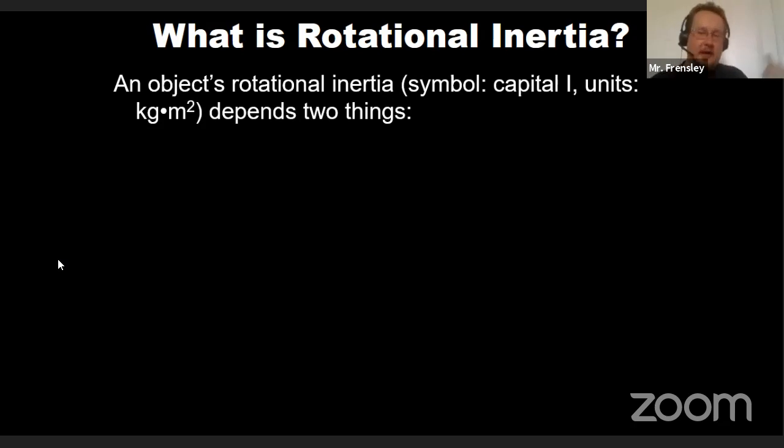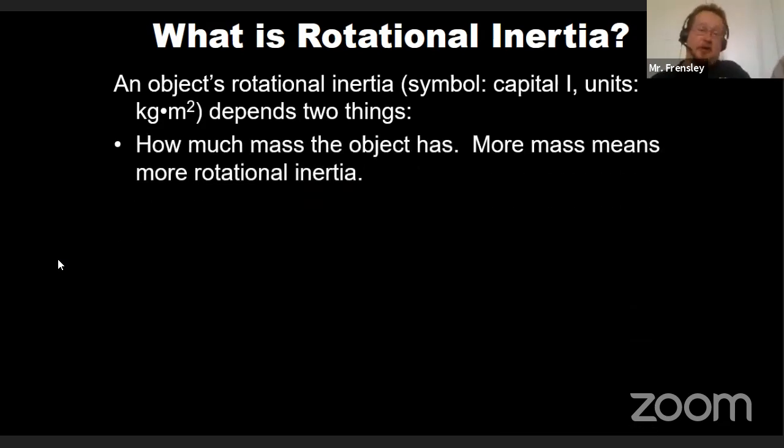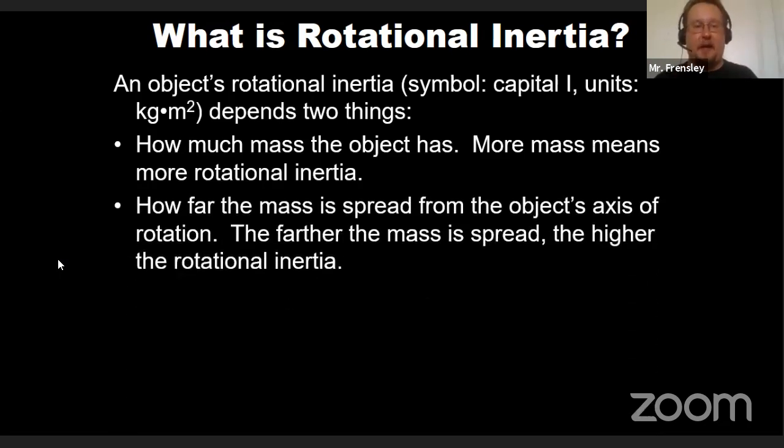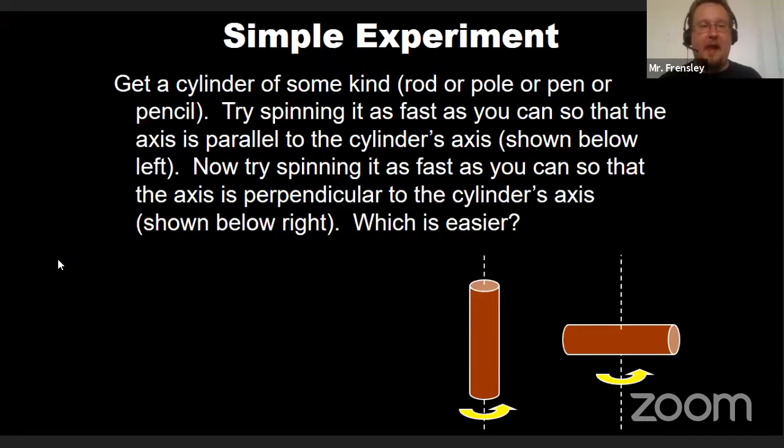The units are called kilograms square meters, right? Look at the units. It depends on two things: how much mass there is and how far the mass is spread from the central axis of rotation, right? So more mass, harder to rotate. Farther the mass is from the center, harder to rotate, right?